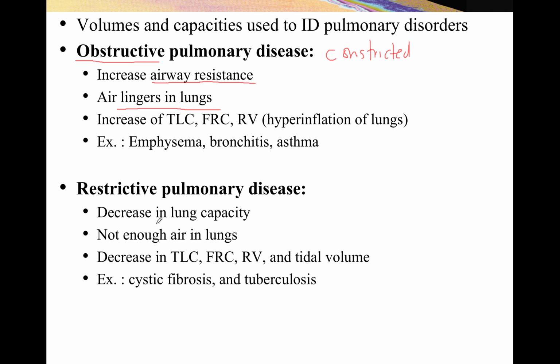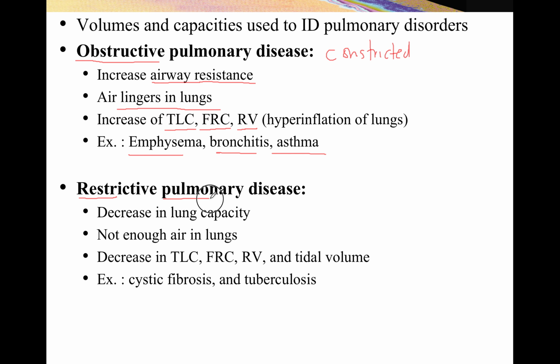This means that your capacities, total lung capacity and functional residual capacity, and your residual volume are all going to be high because the air stays in your lungs and cannot get out. The diseases that are considered to be obstructive pulmonary disease are emphysema, bronchitis, and asthma. And you'll learn about them as we go through the diseases of the respiratory system.